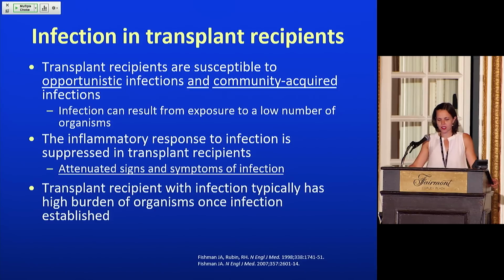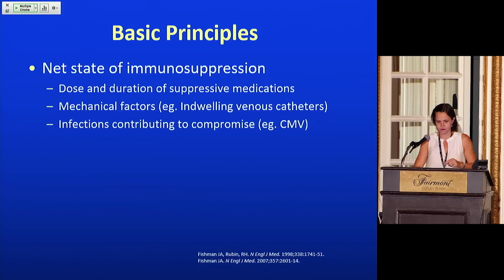And then lastly, the transplant recipient with infection typically has a really high burden of organisms once infection is established. So while it doesn't take much to get them sick, they don't have normal host defenses, and once they have the bug in their body, they can be teeming with it. So this has infection control implications. For example, at my institution, if you have dermatomal zoster and you're a transplant patient, you're still maintained on precautions that we typically use in normal hosts for disseminated zoster because you have more of the virus around, you're more likely to transmit it to others.